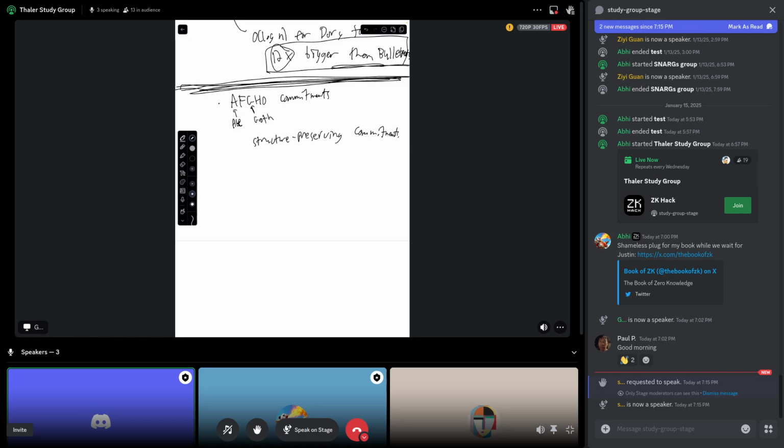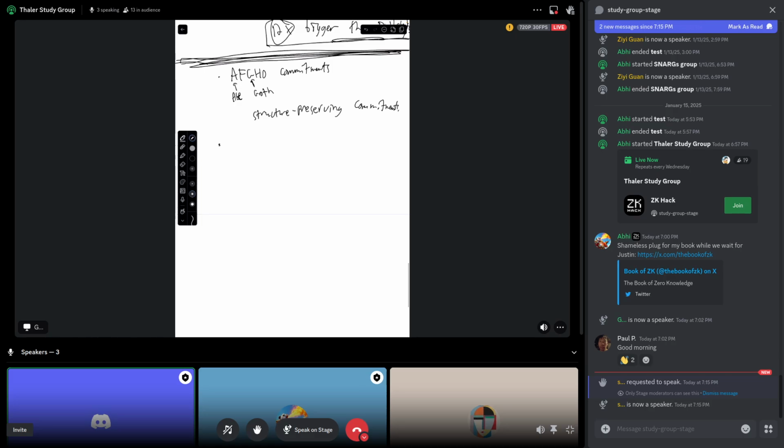Okay. And so the way I think of AFGHO commitments is the following. They're sort of like an advanced version of Pedersen vector commitments. So let me just briefly remind you what a Pedersen vector commitment is.